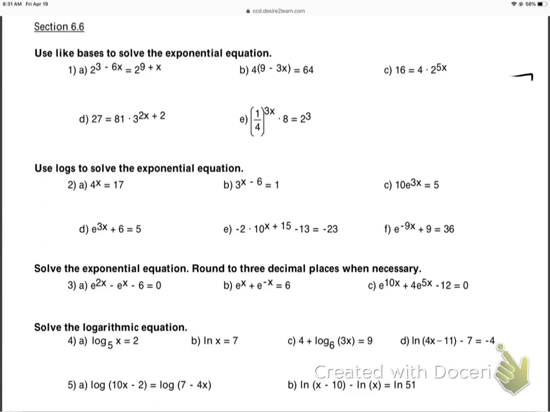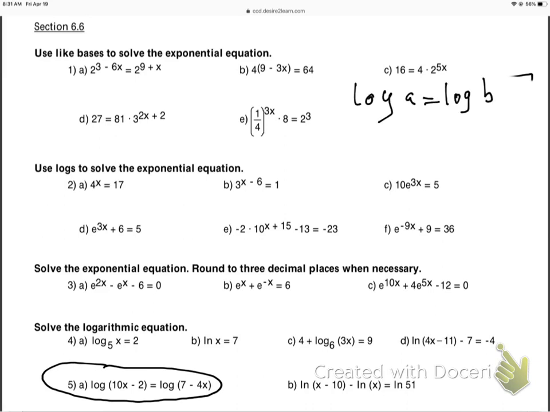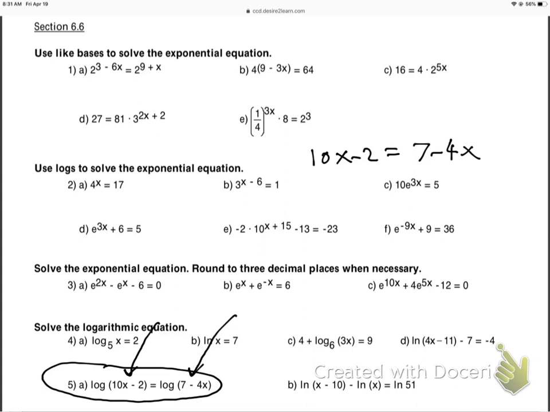Let's take a look at this problem here above, okay? Now, if I do this, if log of a equals log of b, then a must equal b. In other words, this 10x minus 2 must equal 7 minus 4x. So I'll write it up here. It's like saying you don't need the word log anymore. It's just 10x minus 2 equals 7 minus 4x, and you just solve for x, okay?